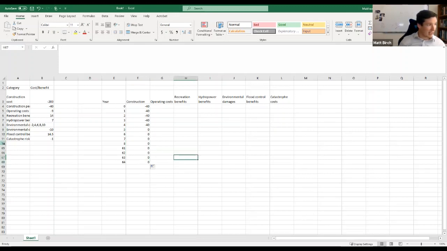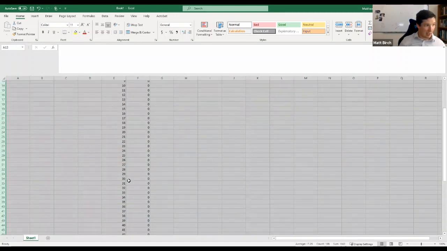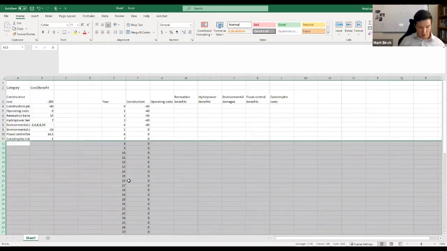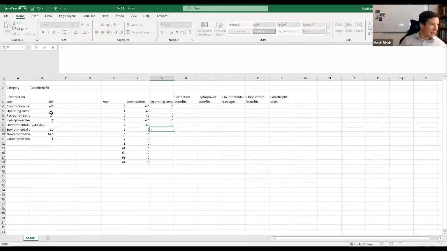Now, by the way, if I unhide this, you'll see that it filled the gap with all the zeros. So whenever you drag through the missing stuff, it still goes to all the missing stuff, or whatever you're doing goes to all of it. In this case, a bunch of zeros. Okay, operating costs. None of them during the first 5 years. But after that, the operating cost was a negative 9 per year.